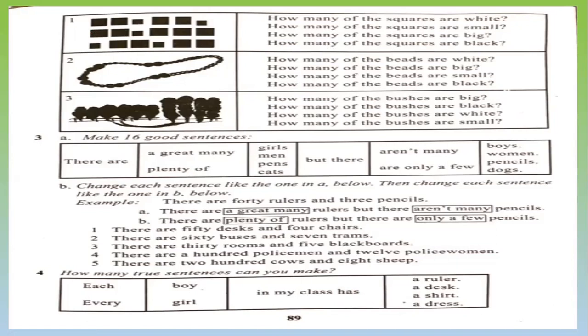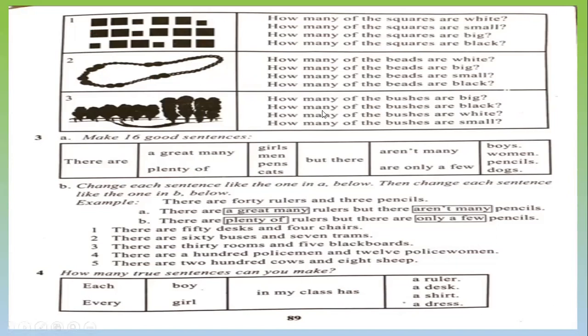Okay, good. Let's move. How many of the beads are white? None. How many of the beads are big? A few of. How many of the beads are small? A lot of. How many of the beads are black? All of the beads are black.